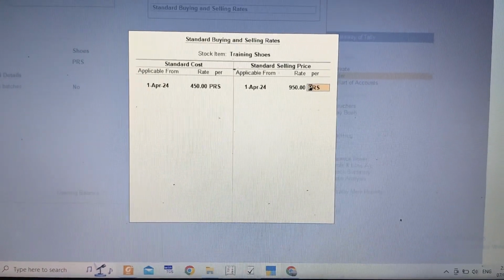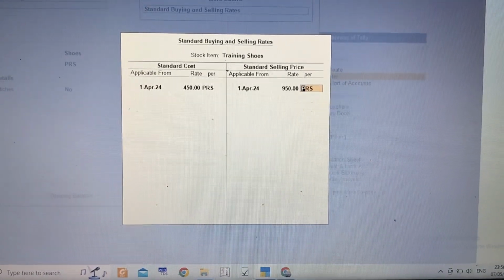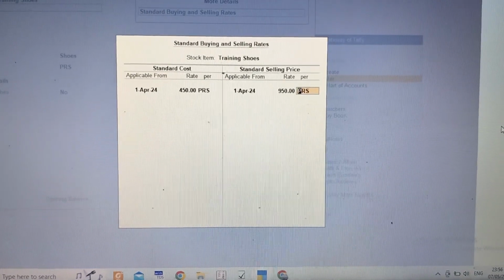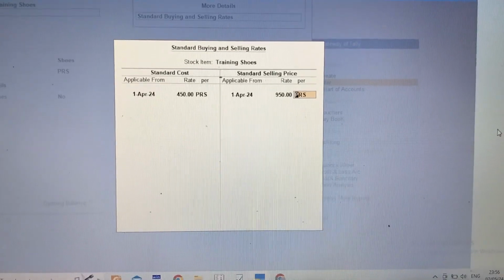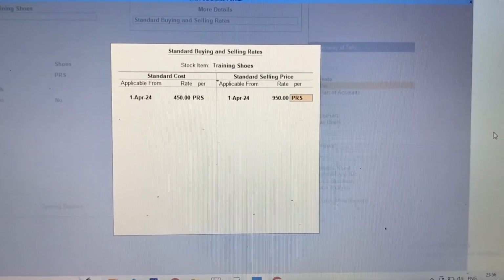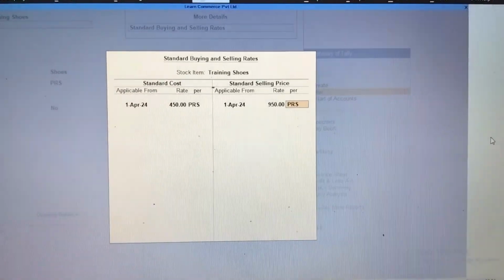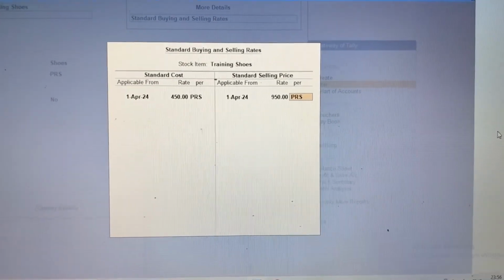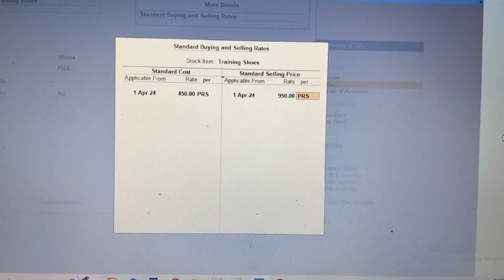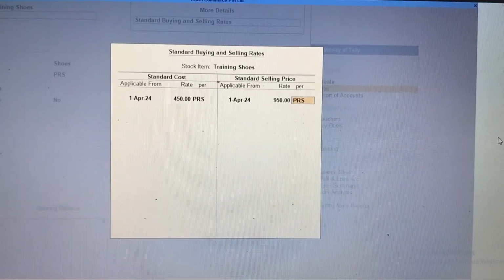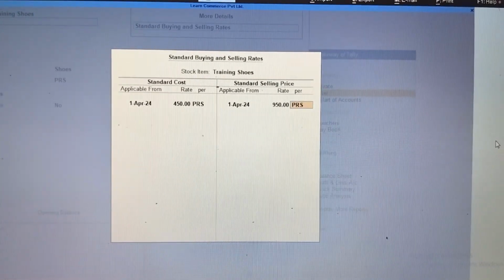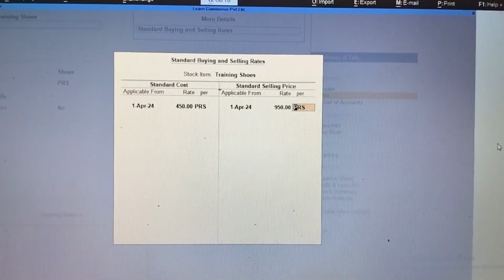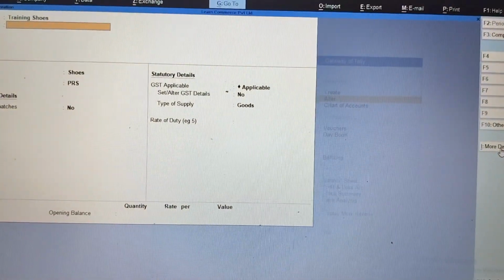So friends, I have given standard cost as 450 and selling price under 1000, because there are differential rates on the basis of price. So earlier it was 5% under 1000 price shoes. Now it's increased to 12%. So this was also a concept.